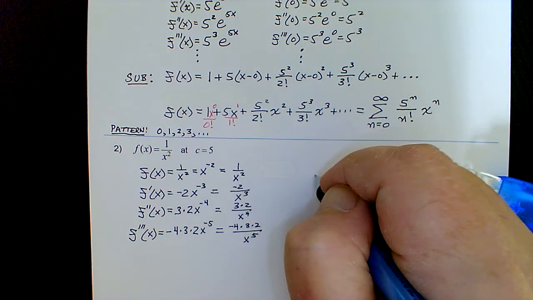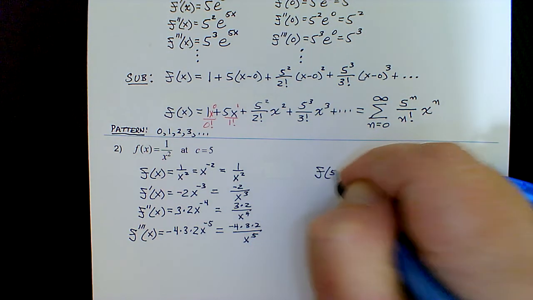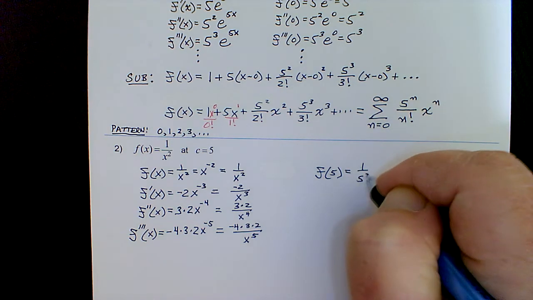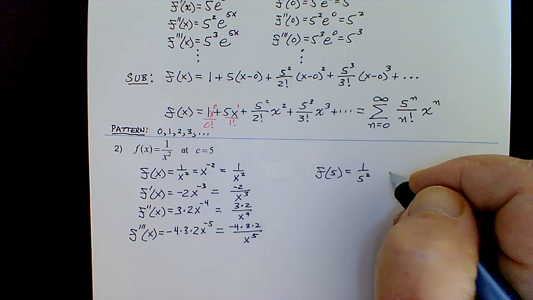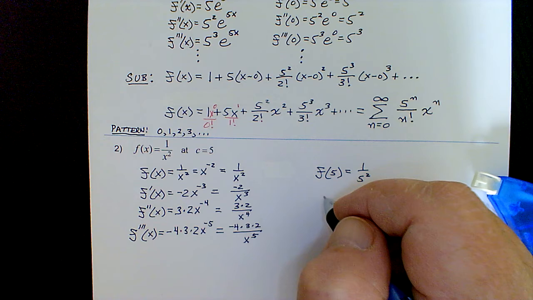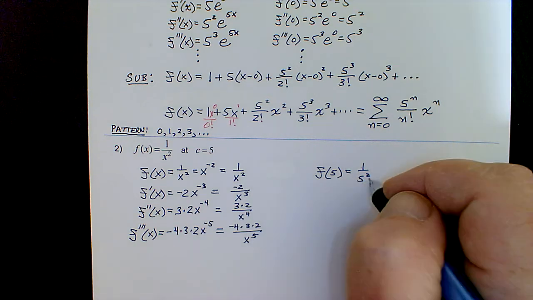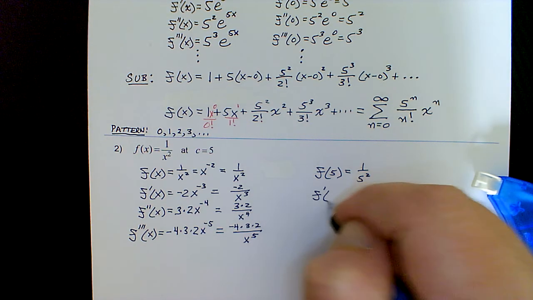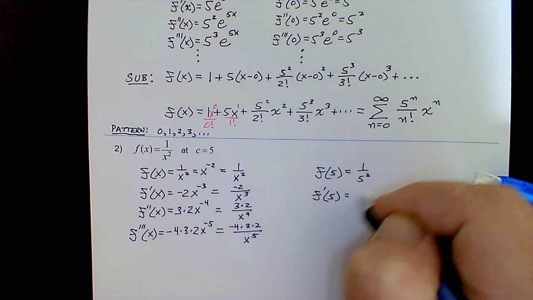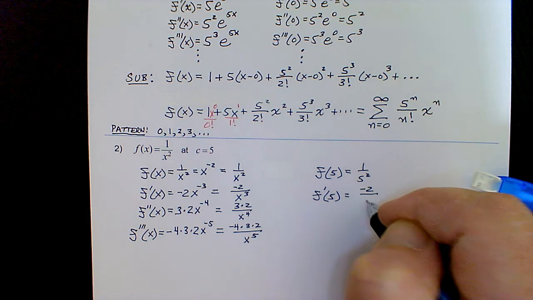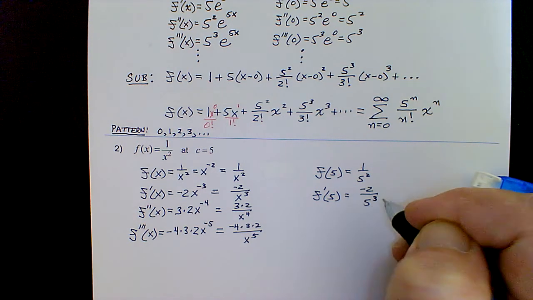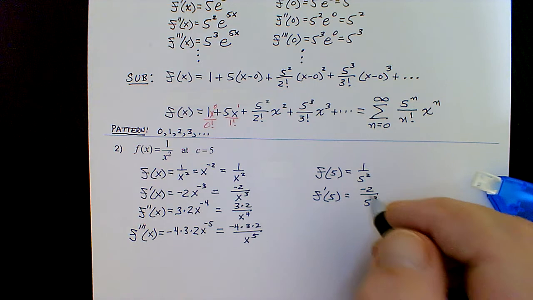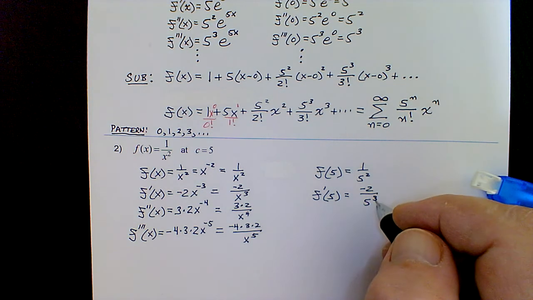Okay, now evaluate each of those at the given value of c, which was 5. So we get 1 over 5 squared. And I want to leave it like that. I don't want to say 1 over 25 because that's a power. And I want to make sure, again, we preserve powers. So we've got now negative 2 over 5 cubed. And again, you want to leave it like that because you can see the preservation of the powers and the pattern of the powers.